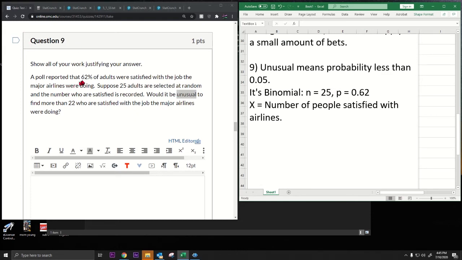What are we talking about? Poll. 62% of adults were satisfied with the job major airlines were doing. Okay, satisfied. That's the probability, 0.62. It has to do with satisfied. What are we looking for?